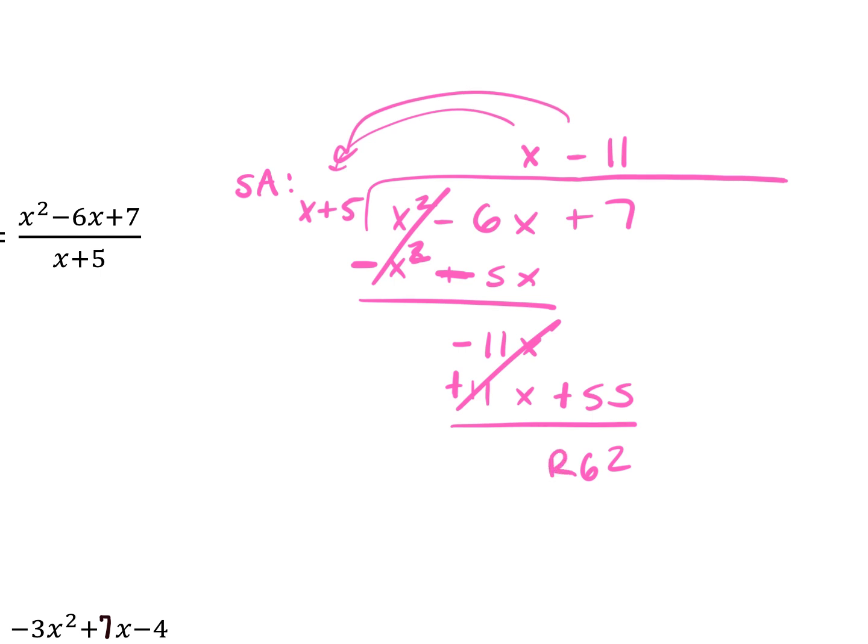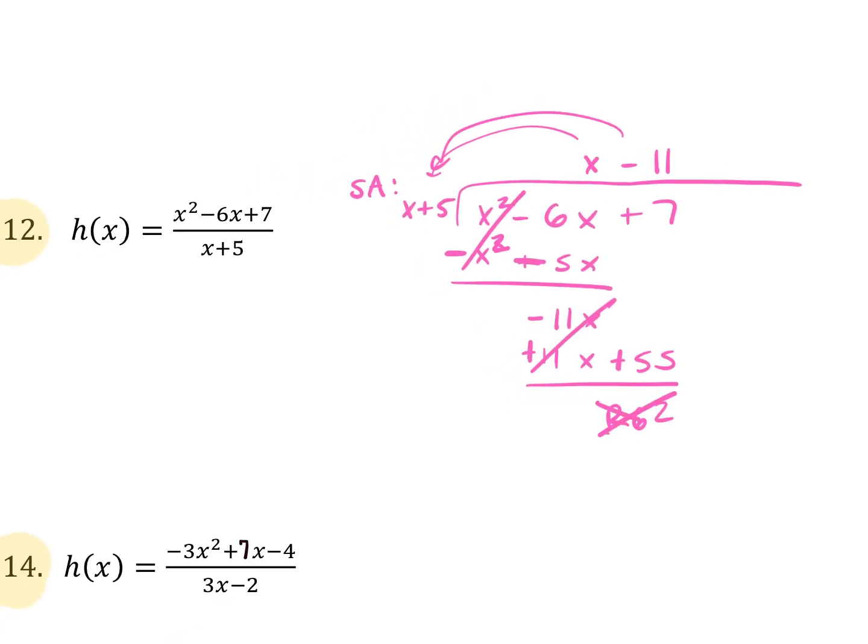What do we do with the remainder for our slant asymptote? Throw it away. Get rid of it. So what would our slant asymptote be? Y equals x minus 11. Remember, it's a line. Your slant asymptote is going to be a slanted line, so it's got to be in y equals mx plus b form. Any questions here?